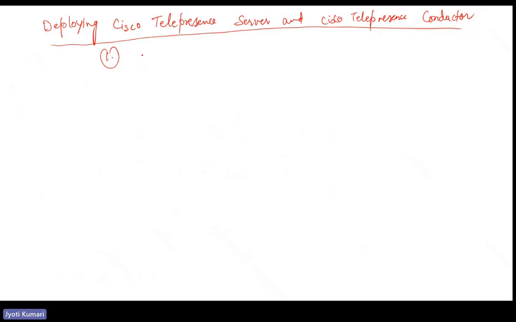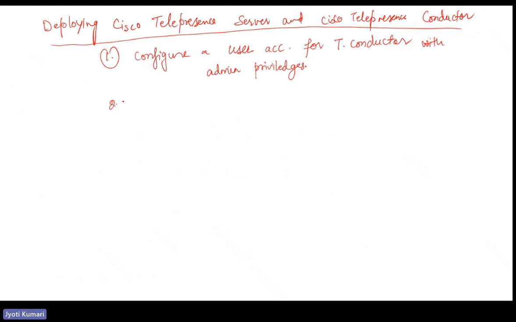So the first thing you need to do always is to configure a user account, which will be an admin user account for the telepresence conductor. I'm just writing it here like this with admin privileges. Then only he'll be able to manage things. So we have to give him admin privileges, who will be the owner and the admin of the telepresence conductor.